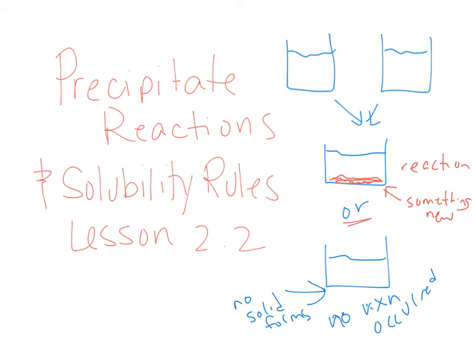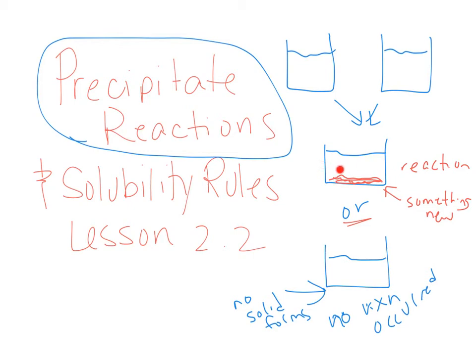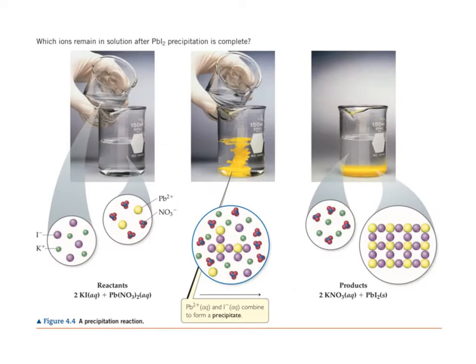When the reaction occurred, we call that a precipitate reaction because this is a precipitate. So we're going to learn about that today. So here is an example. We're mixing a solution with another clear solution, and when they're mixed, you see a yellow solid form that eventually settles to the bottom.